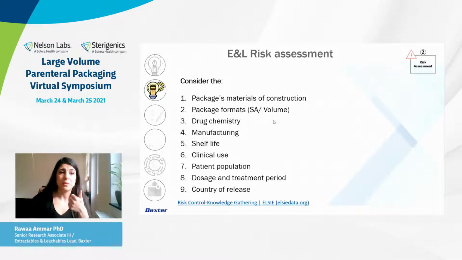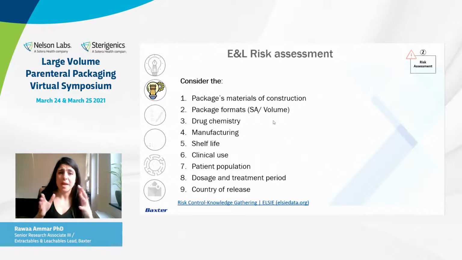And by this, we can move to the second step, this E&L risk assessment, where we have to consider the following things. What's the packaging material of construction for each and every component of the packaging system? What is the packaging format, meaning what are the different formats, what is the surface area and volume that we have? What is the drug chemistry? What are the manufacturing conditions, do we have filtration, what are the sterilization conditions? How long can the product stay in shelf life? What are the conditions for clinical use, and the patients that are treated, what is their dosing regimen, meaning the maximum daily dose and the period of treatment, and finally, the country of release.